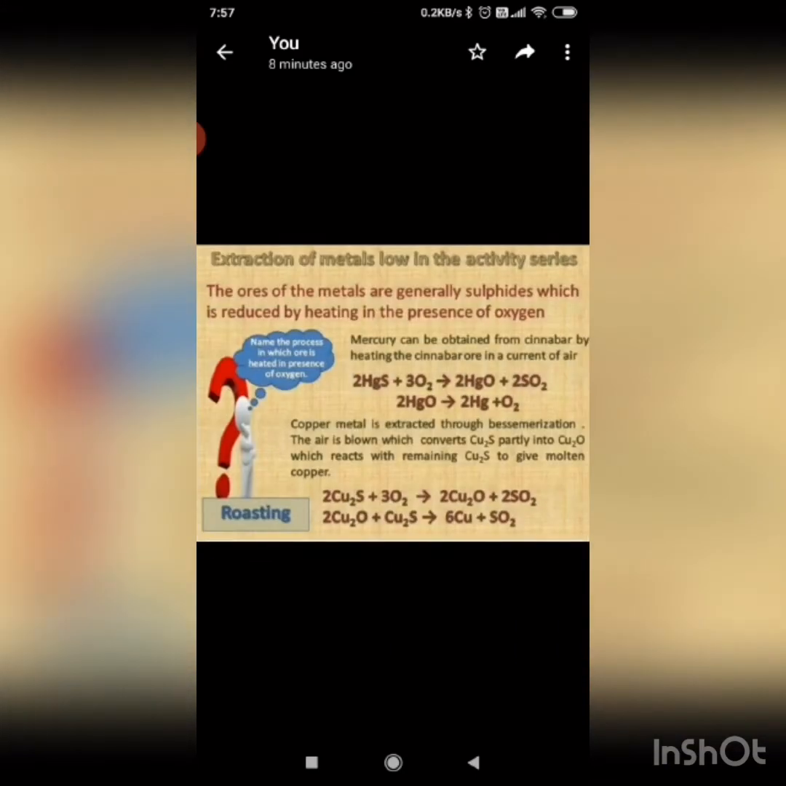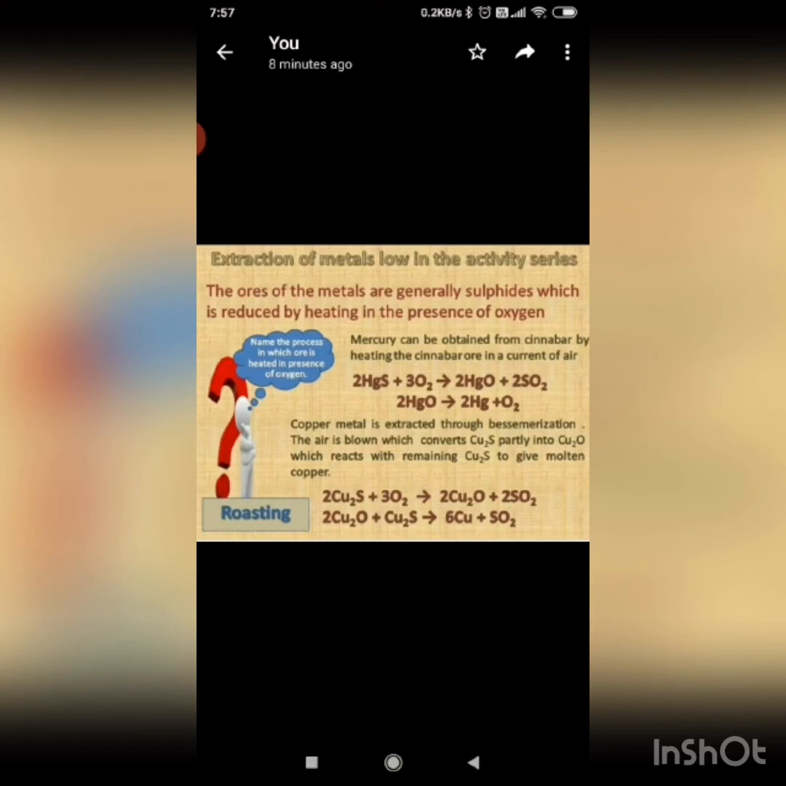So let's start with the extraction of the least reactive metals. Mercury and copper, which belong to the least reactive series, are often found in the form of their sulfide ores. Cinnabar is the ore of mercury and copper glance is the ore of copper.